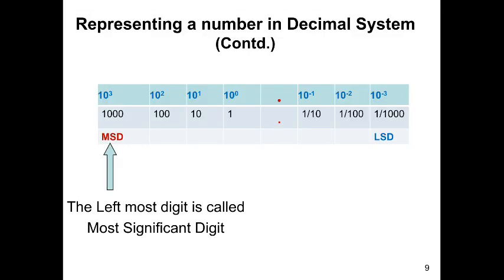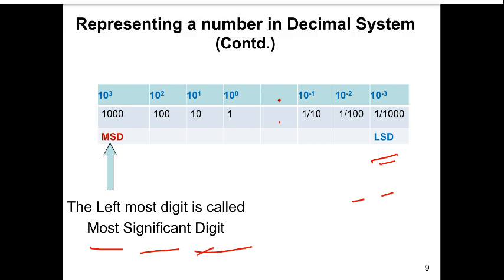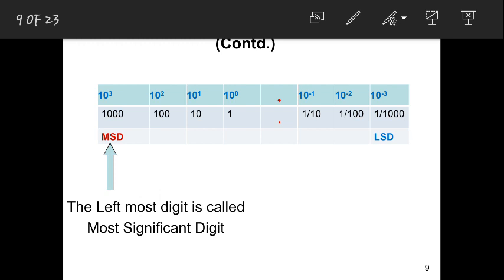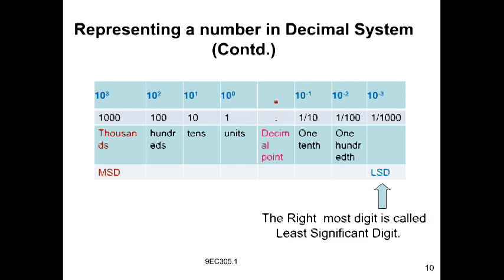Here he has shown that the leftmost digit is called the most significant digit. LSD is least significant, sorry, not bit, we are not talking about binary here, we are talking about decimal, so this is called a digit. MSD means most significant digit, LSD means least significant digit. In decimal we call it D, digit. These are called digits. He mentioned LSD means the rightmost digit is called the least significant digit.